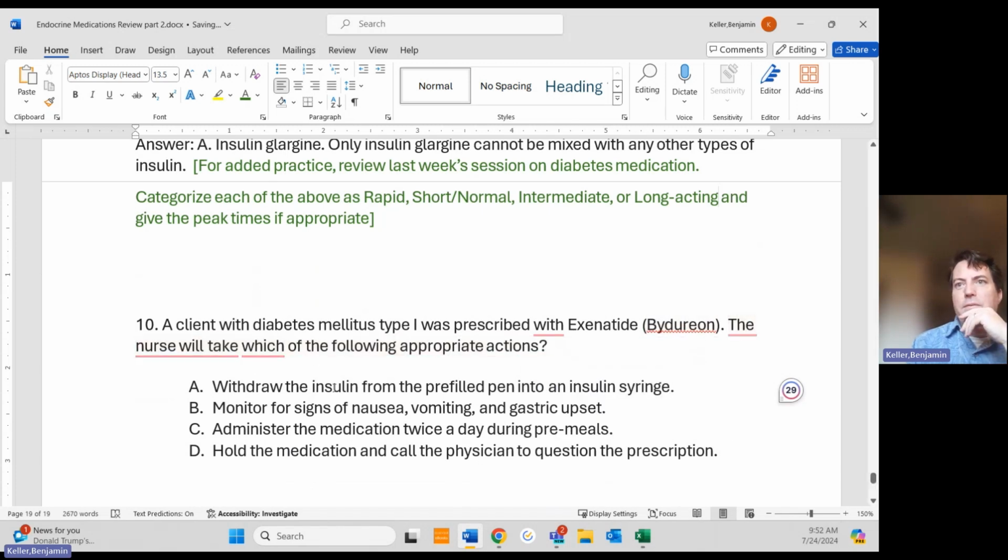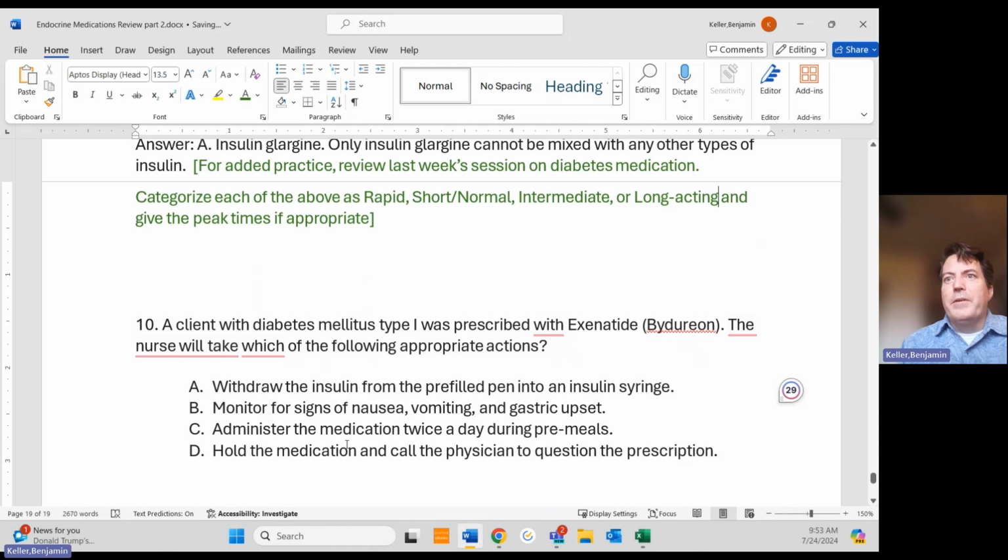A client with diabetes mellitus is prescribed exenatide, or Byetta. The nurse will do which of the following appropriate actions? A, withdraw the insulin from a pre-filled pen into an insulin syringe. B, monitor for signs of nausea, vomiting, and gastric upset. C, administer the medication twice a day before meals. And D, hold the medication and call the physician for the prescription.